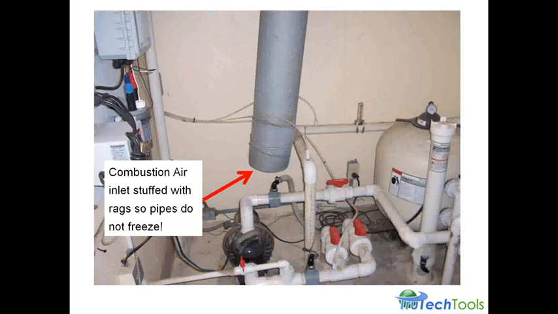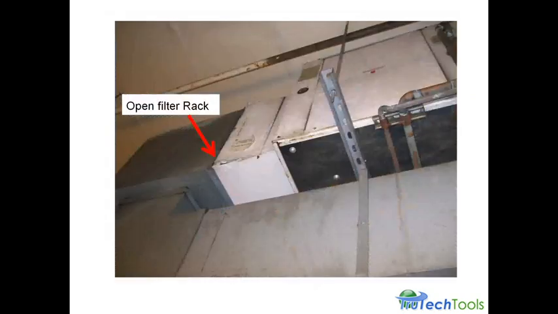Then, because the combustion air inlet was right over the pool pump, and at one point it had frozen the pool pump lines, it's obvious that you need to stuff that with rags so it doesn't freeze. So that's what their in-house mechanic did. So we got an air handler depressurizing the room, and the intake combustion air pipe stuffed with rags. And then to top it all off, you look up at the air handler, and the filter rack's wide open. Now, I just had a contractor out for service.